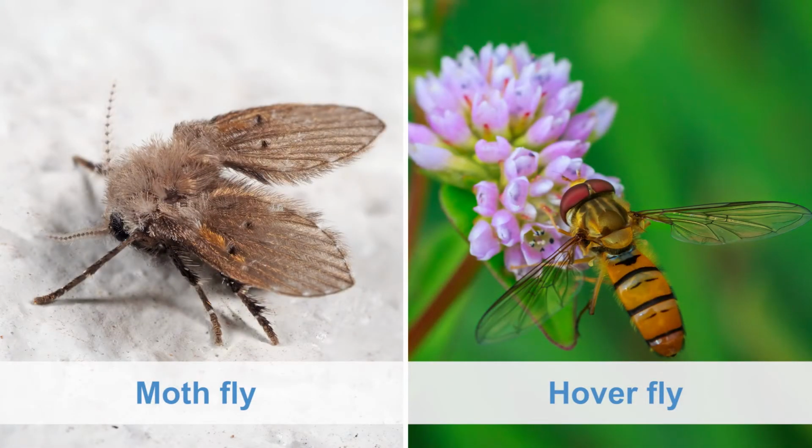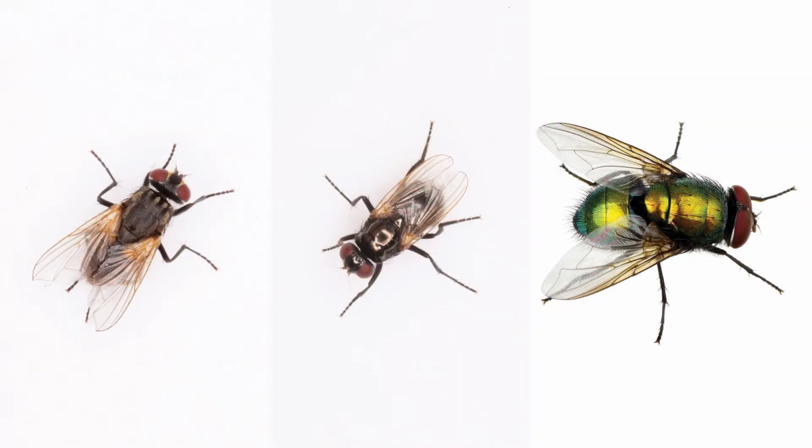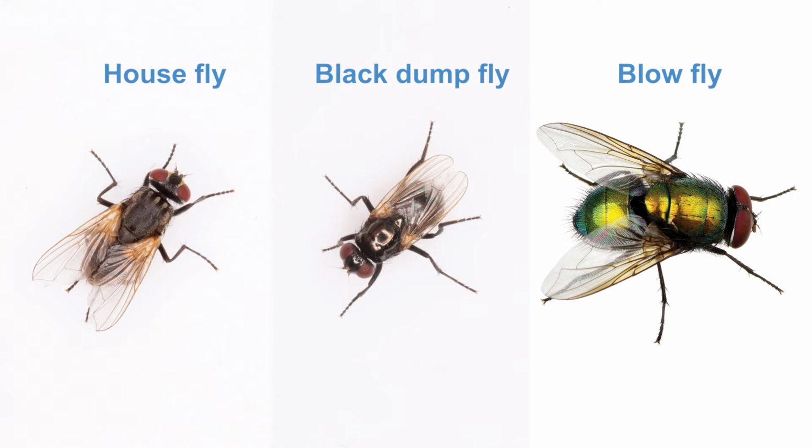Other small flies can also develop in swine waste and other organic matter. Moth flies and hover flies can be found both within and outside the barns. Unlike many filth flies, fruit flies, moth flies, and hover flies tend to be localized, are poor flyers, and are not major carriers of pathogens that cause disease. There are 3 primary filth fly species that you may encounter: houseflies, black dump flies, and blowflies.